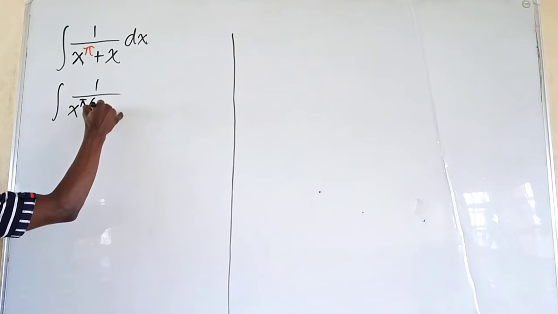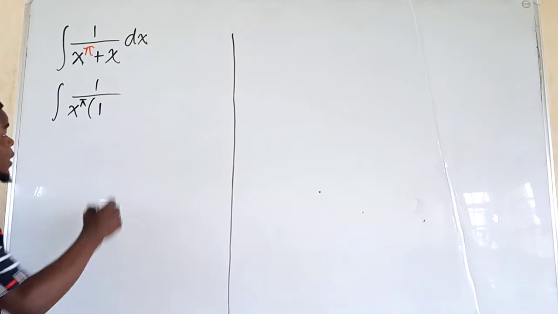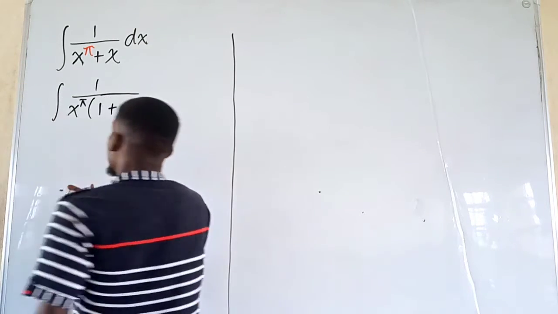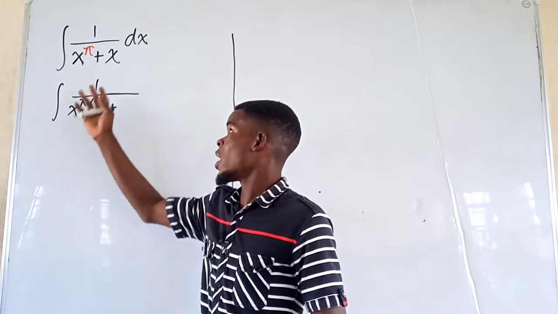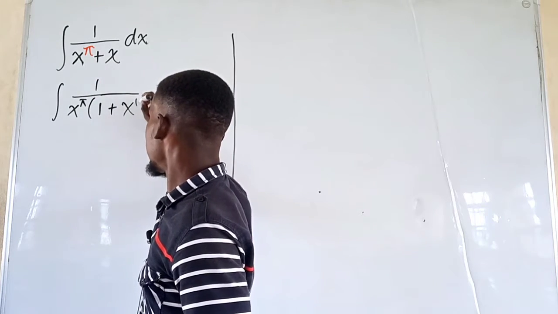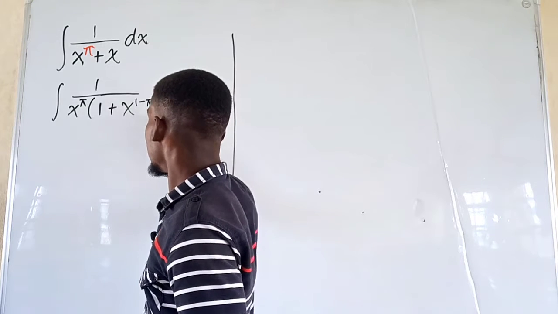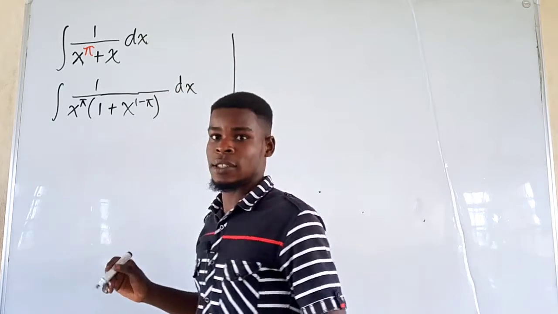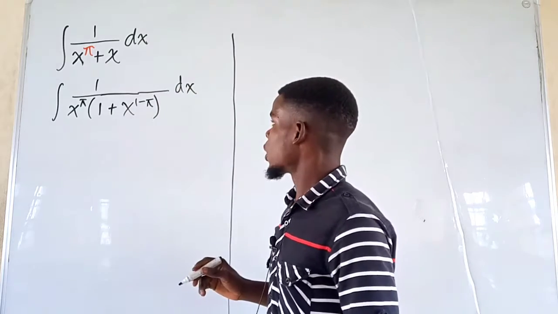Here, we're going to be left with 1, and then we add it with, when we take this x to the power of pi from this man right here, we are going to be left with x raised to the power of 1 minus pi, right? Okay, so let me just put this straight, and we just put down the dx like that. Very nice, alright? Okay, great.